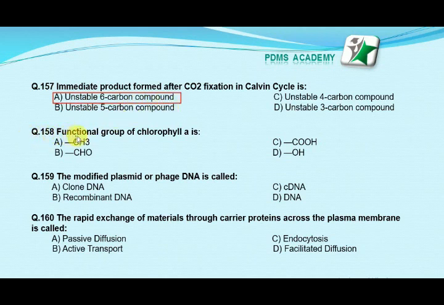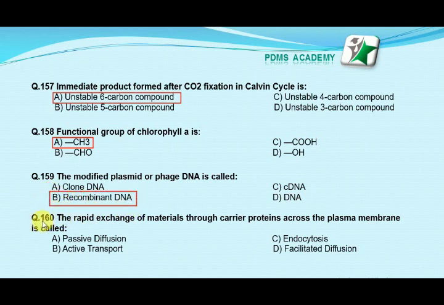Our next MCQ is: the functional group of chlorophyll A is: option A, CH3; option B, CHO; option C, COOH; option D, OH. Our correct answer is A, CH3. Our next MCQ is: the modified plasmid or phage DNA is called: option A, clone DNA; option B, recombinant DNA; option C, complementary DNA; option D, DNA. So our correct answer is B, recombinant DNA.